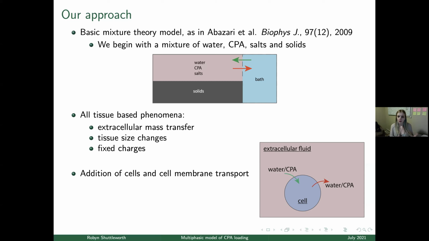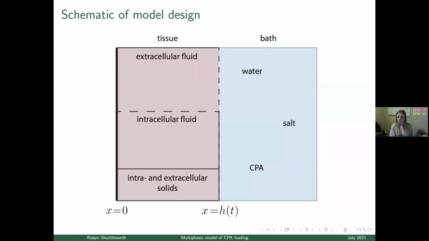So this is how we are taking our approach for this model, so we can then start to build an idea of what our model is going to look like. Our model schematic looks something like this. We have our tissue on the left in pink, and we have our bath on the right in blue. And our bath is going to contain a solution of water, salts, and CPAs.